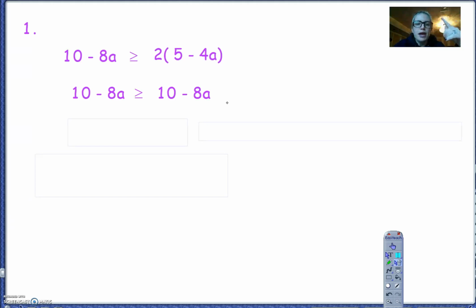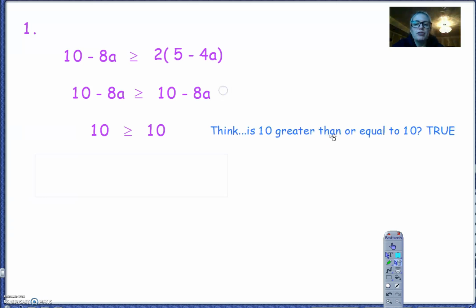So we're going to add 8a to both sides. You should get 10 is greater than or equal to 10. You should show me this step, that the variables cancel out. Please don't just stop at the second step there. When you get to this step, in your head, you should be thinking, is 10 greater than or equal to 10? And yes, that's true. So since this is a true statement, we know that all real numbers are solutions.